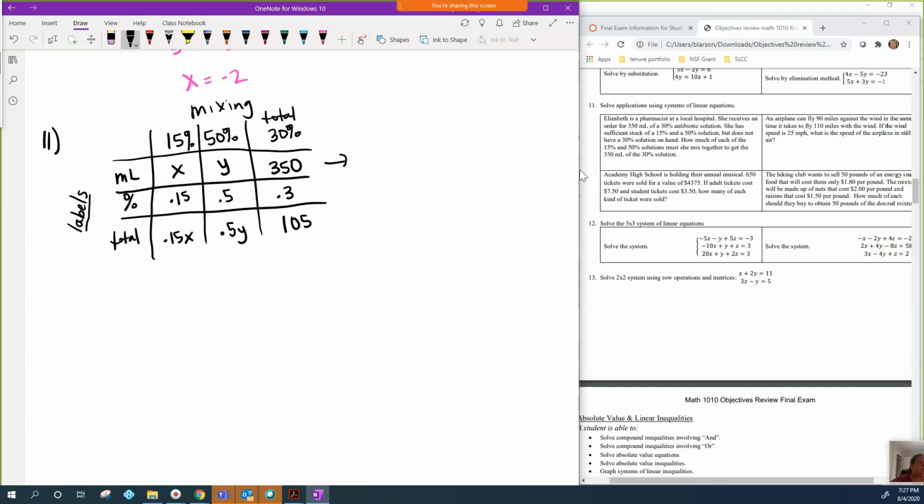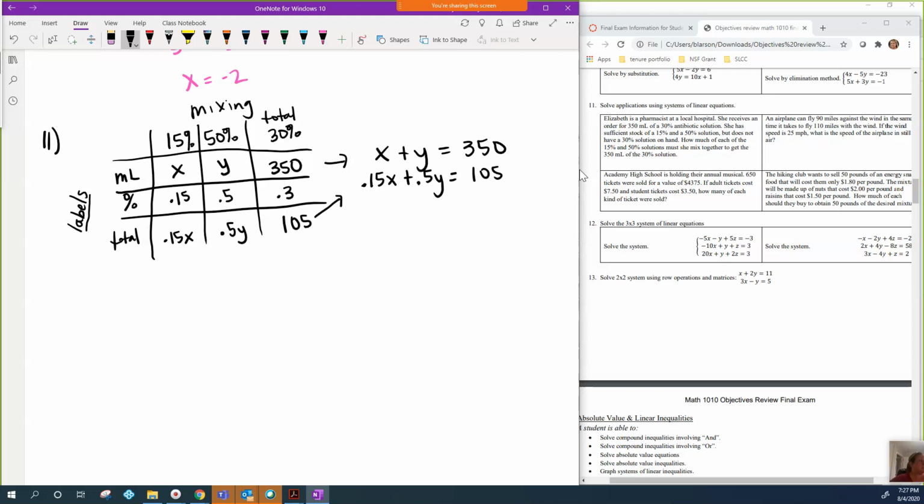Okay, and now I have my 2 equations I need. So I have x plus y equals 350, right? This is all with the milliliters. I don't know how much of the 15 or how much of the 50, but I know all together I need 350. And then my other equation is going to come here, right, where I have 0.15x plus 0.5y equals 105.